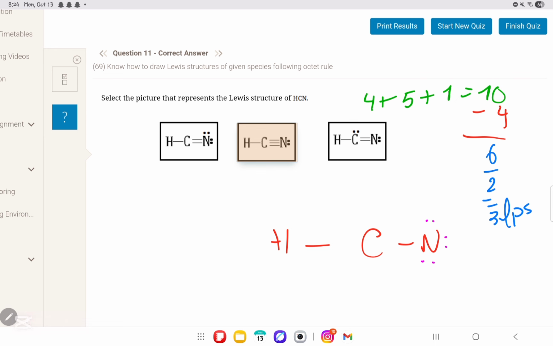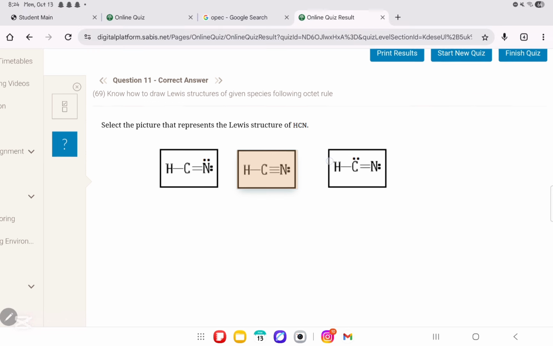Carbon should complete the octet, but in this scenario, it does not. It has only 4 out of 8 electrons. So what are we going to do? We're going to take the lone pair of nitrogen and put it here. Now, it's still missing 2 more electrons, so we'll take the other lone pair of nitrogen and put it here. So now it's going to be H, single bond C, triple bond N with the lone pair. We move on to question number 12.